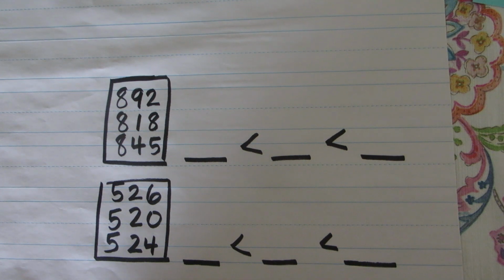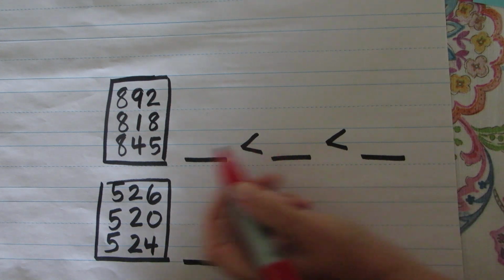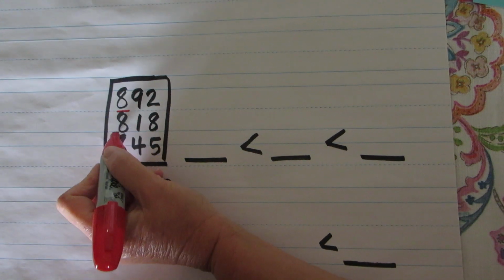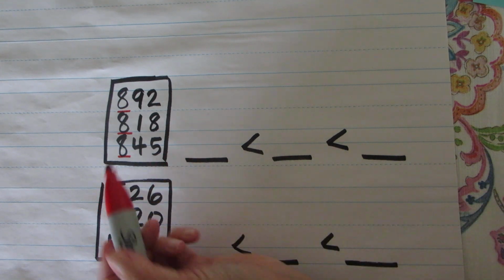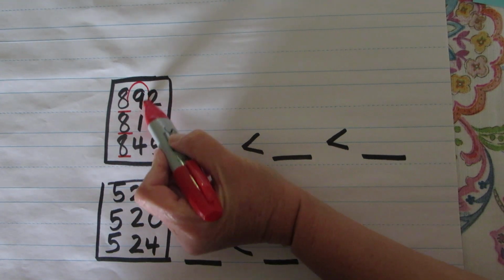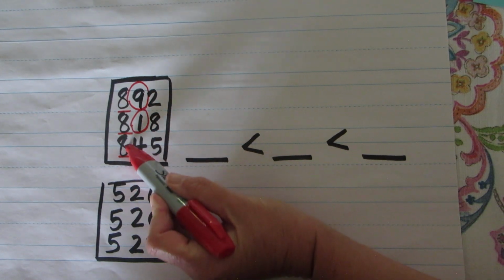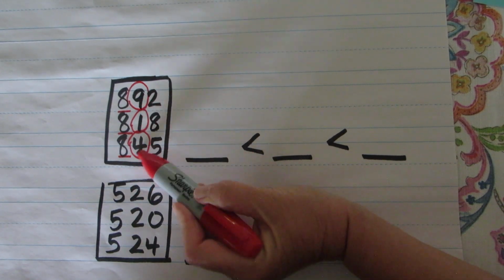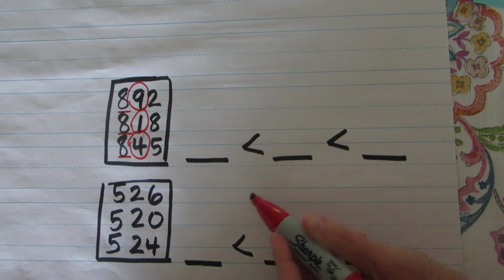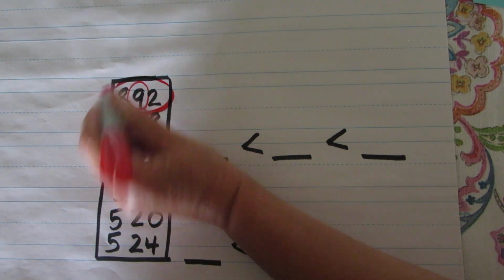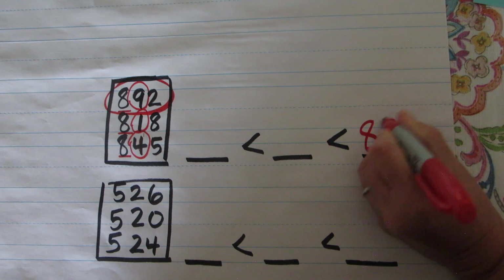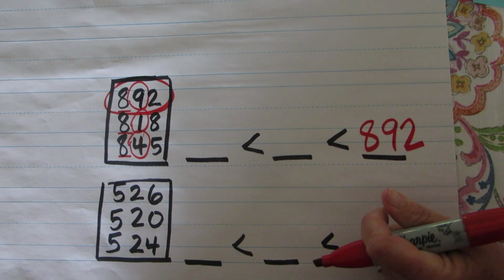Oh, look at this, boys and girls. We're trying to order these from least to greatest, and I see an 8 in the hundreds place, an 8 in the hundreds place, and an 8 in the hundreds place. I can't use the hundreds place to determine which is the greater number. So now I'm going to have to go to the next place value. A 9, a 1, and a 4. Out of those digits, which is the greater number? Correct. The 9 is the greater number. So 892 is going to go at the end of my sentence because it's the biggest number.